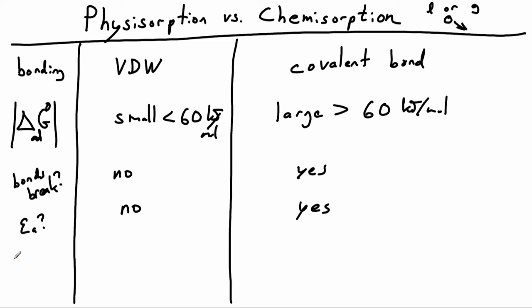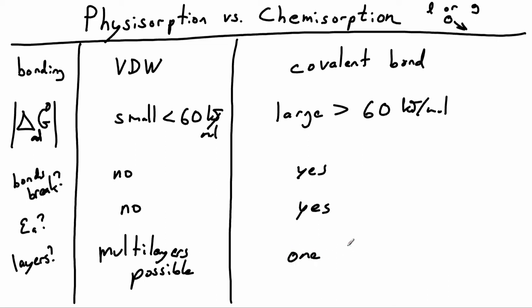And with physisorption, we're just sticking molecules to the surface. So we can stick a molecule to the surface and then add another layer. So we could have multi-layers. It's possible anyway. And with chemisorption, because it's a chemical reaction with the surface, once the surface is coated, it can't react anymore. So there's only going to be one layer. So those are the main differences between physisorption and chemisorption.